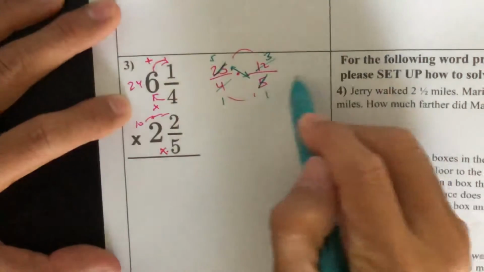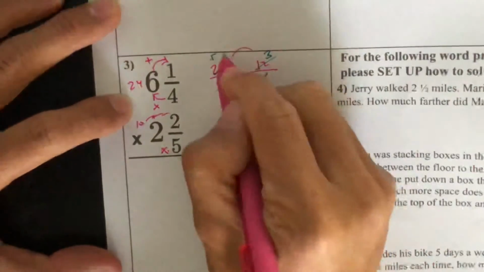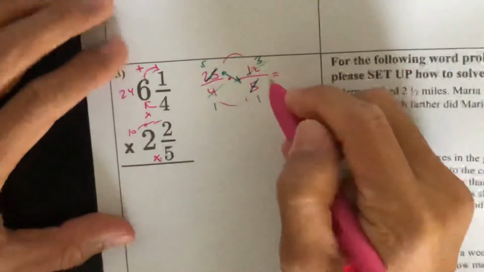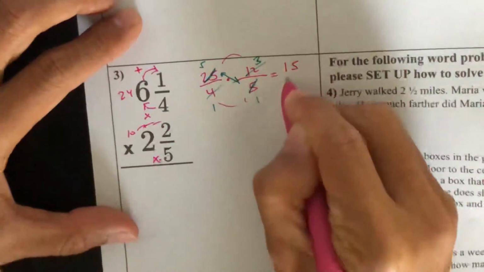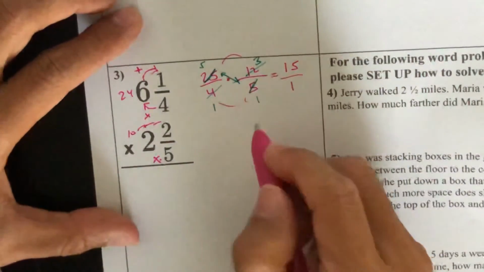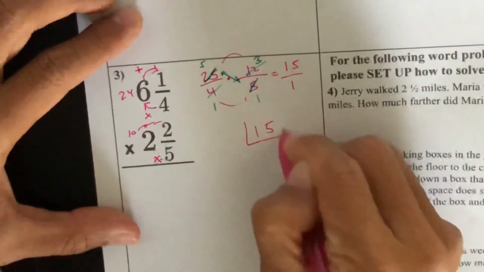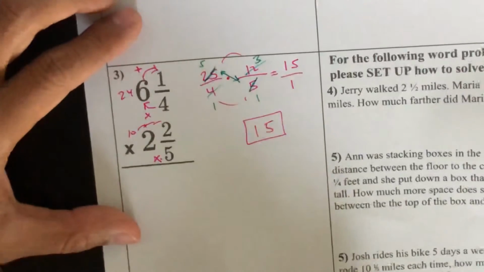So, can I reduce any more? I cannot. So, we just multiply straight across. 5 times 3 is 15. And 1 times 1 is 1. Now, 15 over 1 is not a proper fraction. 15 divided by 1 is 15, so that's going to be our answer.